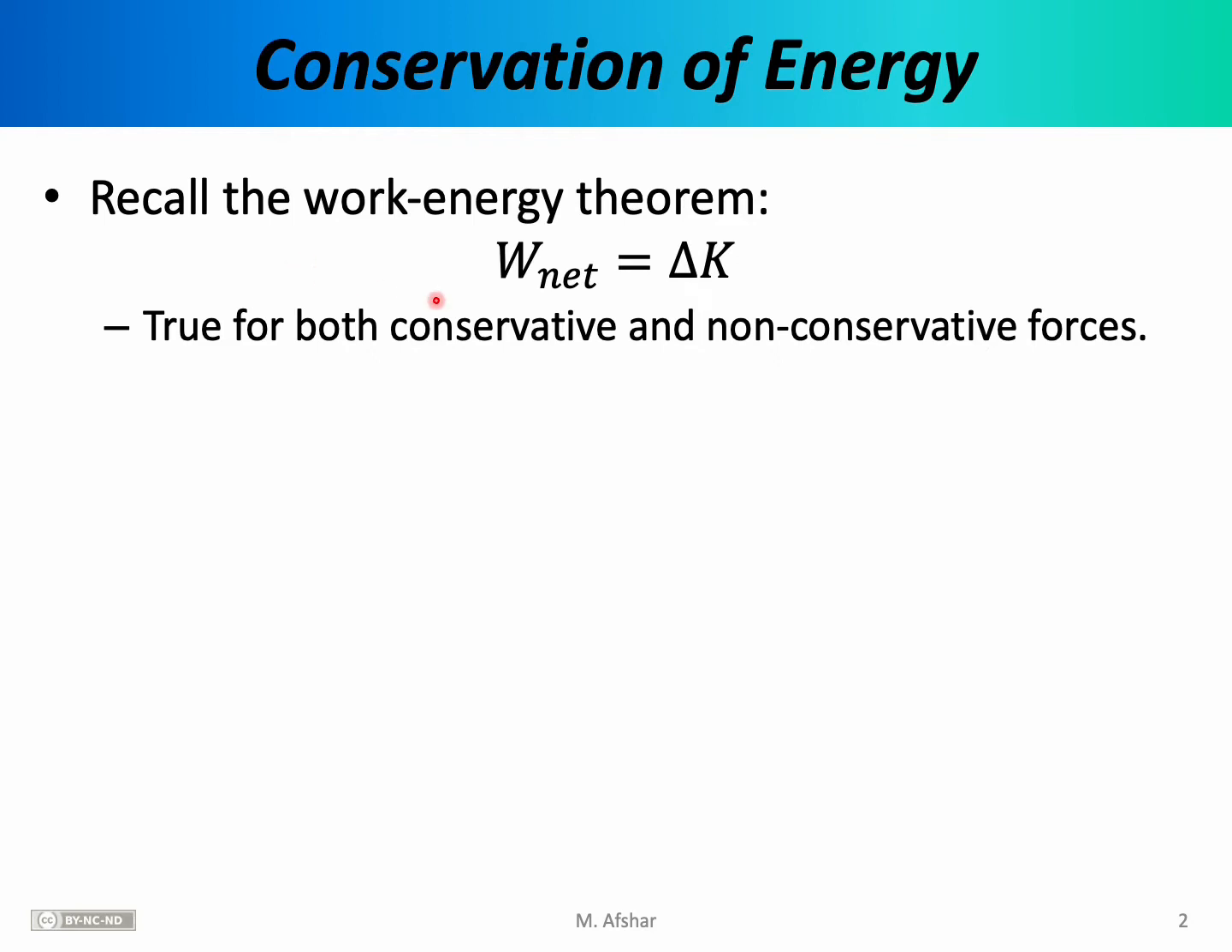Recall the work energy theorem. The work energy theorem tells us that the net work done on an object is equal to the change in the kinetic energy of that object. Recall that kinetic energy is 1/2 mv squared, so it depends on the speed or velocity of the object, and therefore kinetic energy is sometimes referred to as energy of motion. And the work energy theorem tells us that the net work is equal to the change in that kinetic energy.